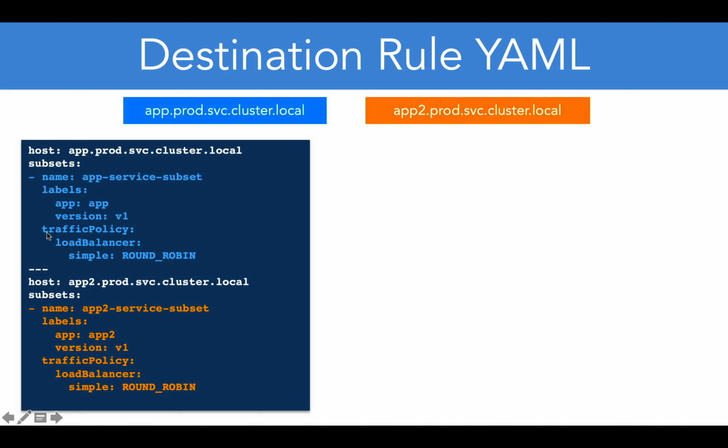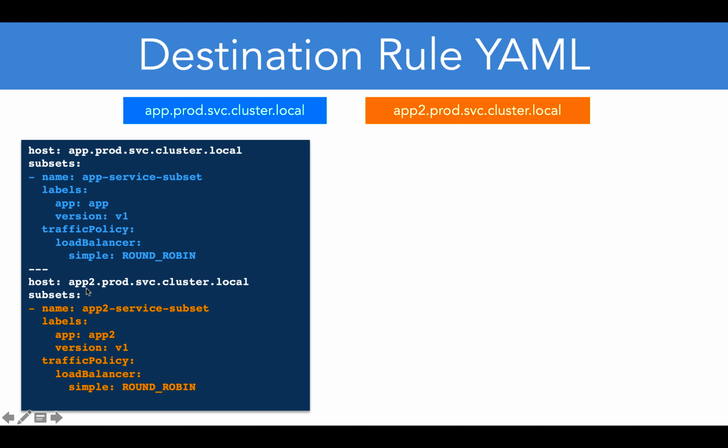And after that, the traffic policy that would be maintained for this subset. Now in traffic policy, you mention load balancer. There are various types of load balancers. I have mentioned simple and type round robin. Similarly, I have another destination rule, and this is for the orange service.